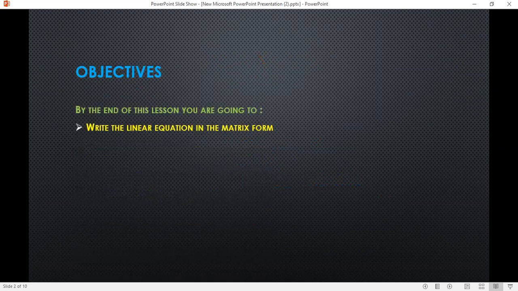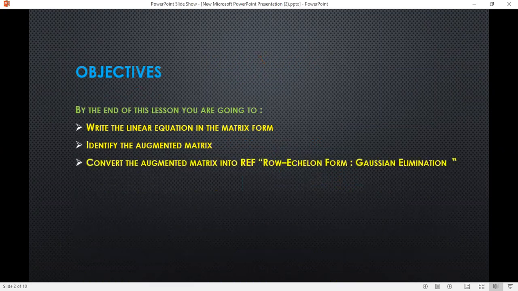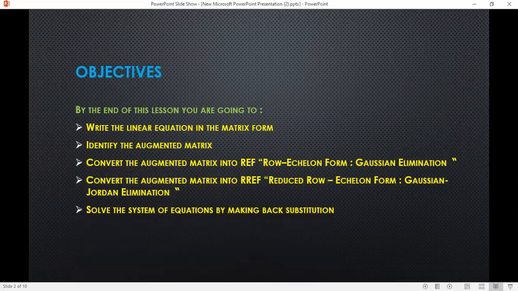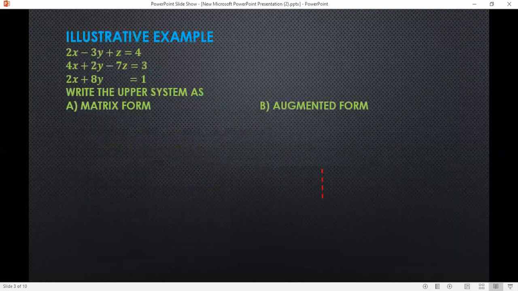write the linear equation in the matrix form, identify the augmented matrix, convert the augmented matrix into row echelon form or Gaussian elimination, convert the augmented matrix into reduced row echelon form or Gauss-Jordan elimination, and solve the system of equations by making back substitution. So I'm going to start with an illustrative example.